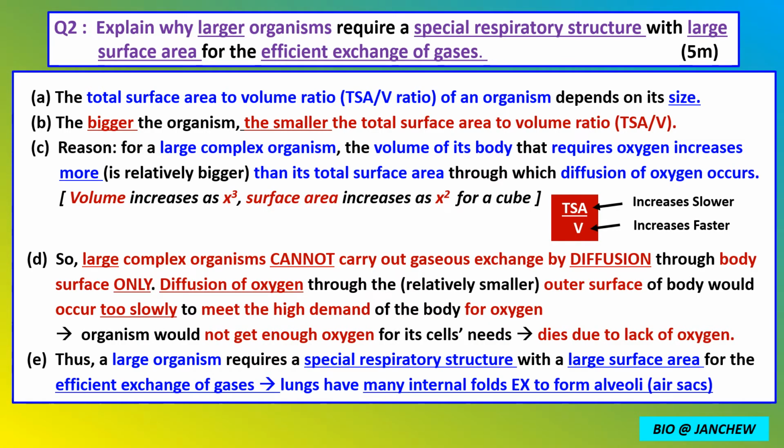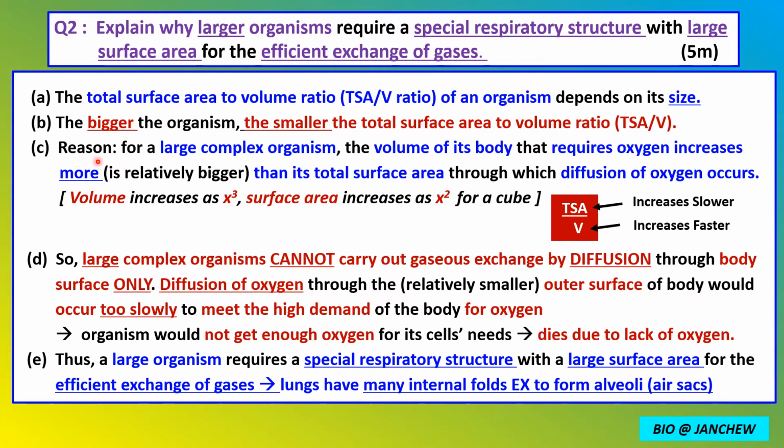Let us now answer a second important question. Explain why larger organisms require a special respiratory structure with large surface area for the efficient exchange of gases. 5 marks. So it all boils down to the TSA per V ratio, right? The total surface area to volume ratio, or TSA per V ratio, of an organism depends on its size. The bigger the organism, the smaller the total surface area to volume ratio. This is like an inversely proportional relationship. The size of the organism is inversely proportional to its TSA per V ratio. So the bigger the organism, the smaller the TSA per V ratio.